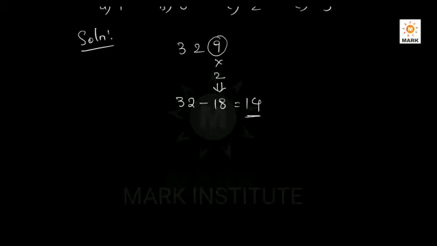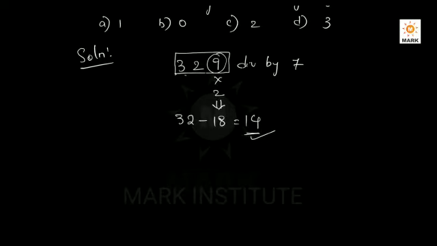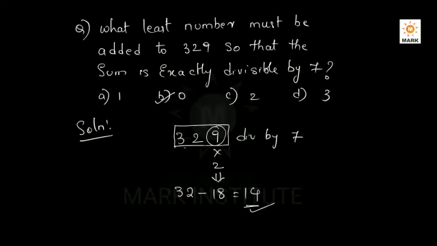So here we got 14. 14 is a multiple of 7. So it means 329 is already divisible by 7. So we need not add any number, which means we should add 0. So the option is 0. The answer is 0.